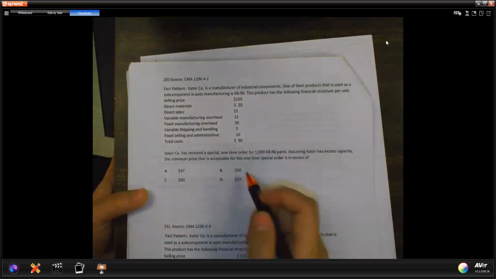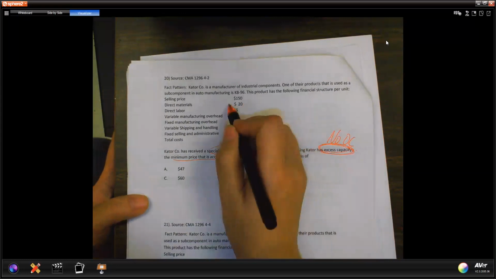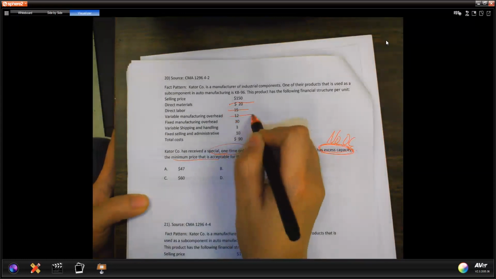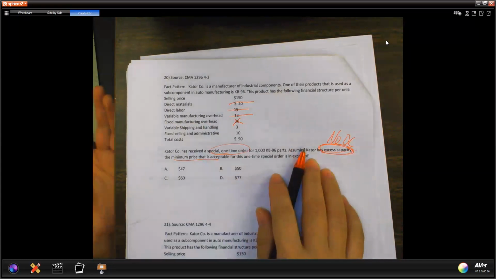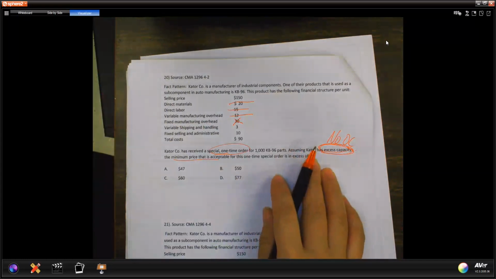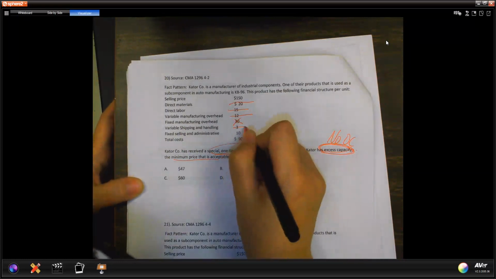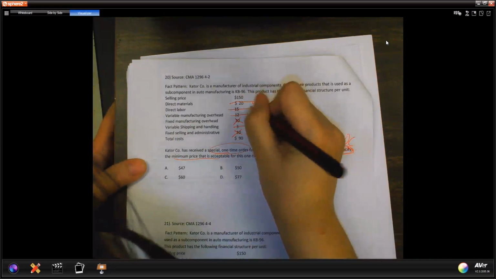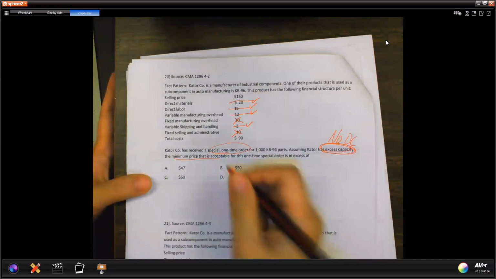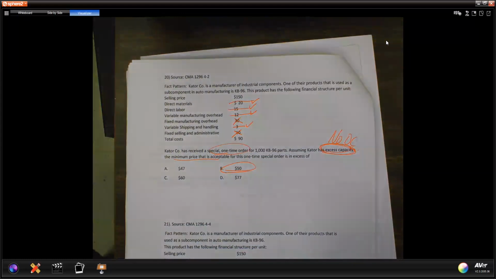So this question is talking about a one-time special order, what's the minimum price? So you have excess capacity, what does that mean? It means no opportunity cost, right? No opportunity cost. So what should we just think about? Direct material, direct labor, variable manufacturing, and fixed we don't worry about. The question didn't tell us whether fixed costs are avoidable or not avoidable, so we just assume variable, shipping, perfect, fixed is not included. So if you add 20, 15, 12, 3, you should be able to get the answer 50. Wow, this is easy, right?